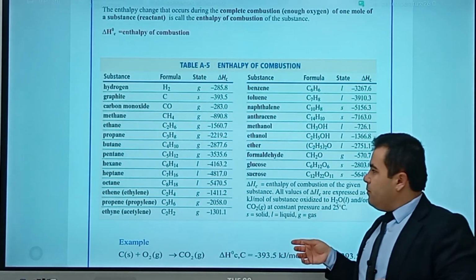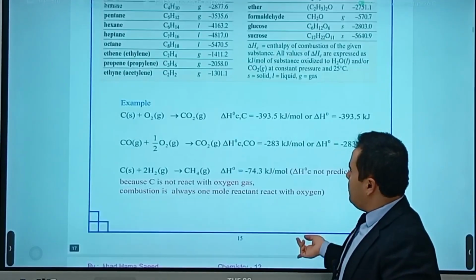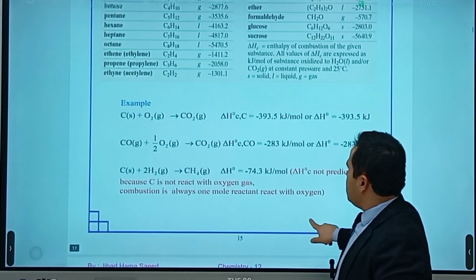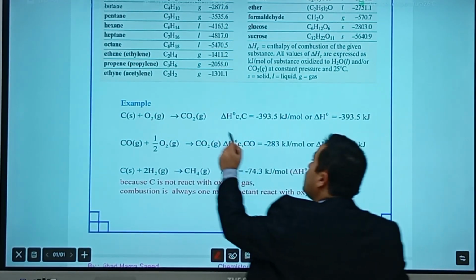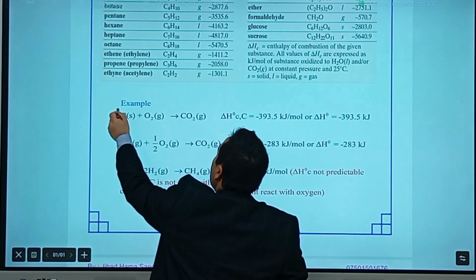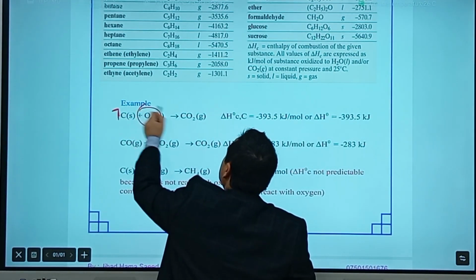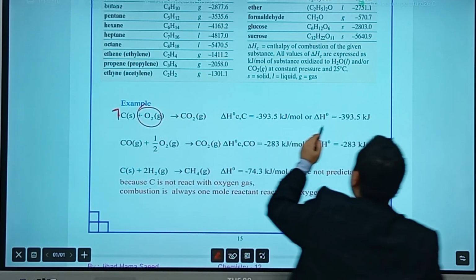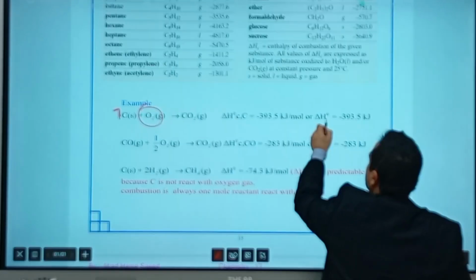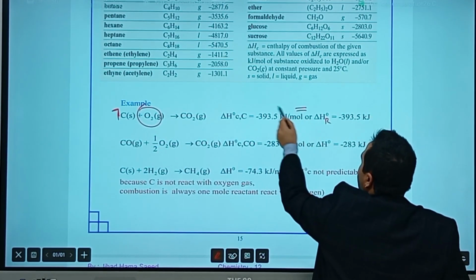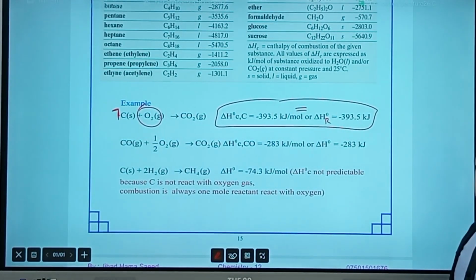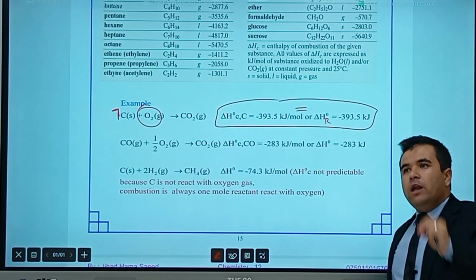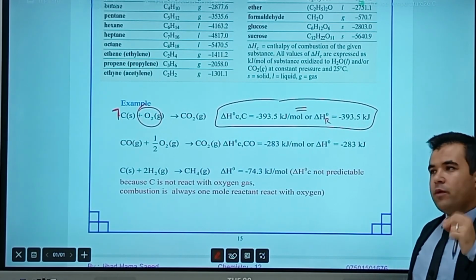So the enthalpy of combustion, unlike the enthalpy of formation, can be for the elements and the compounds as well. Example, guys, here 1 mole of carbon combusted with oxygen to form CO2. So the enthalpy of reaction is equal to the enthalpy of combustion, whenever 1 mole of a substance combusts with enough amount of oxygen.